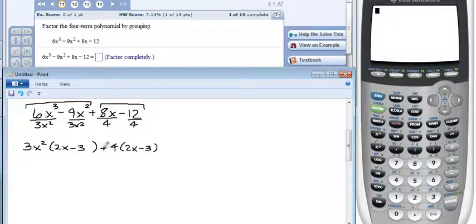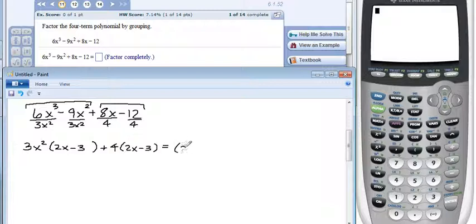Now do you see how these back pieces are always matching? They have to match in order for this grouping system to work. If these don't match, then I'm stuck again. So in order for this to be factored, you have to create these back binomials to be identical.